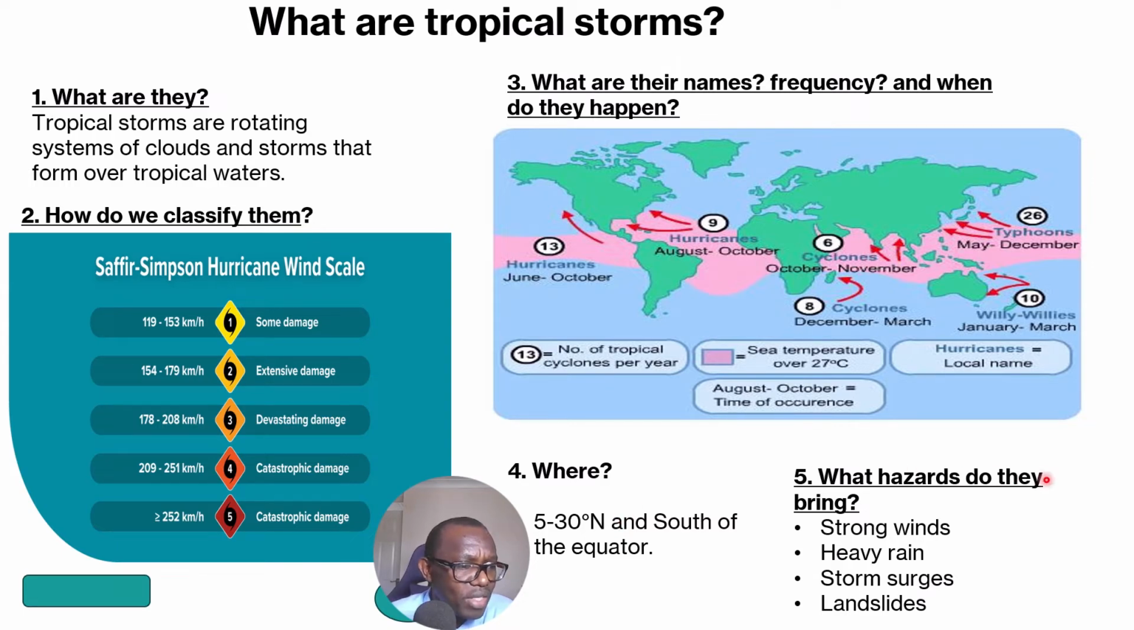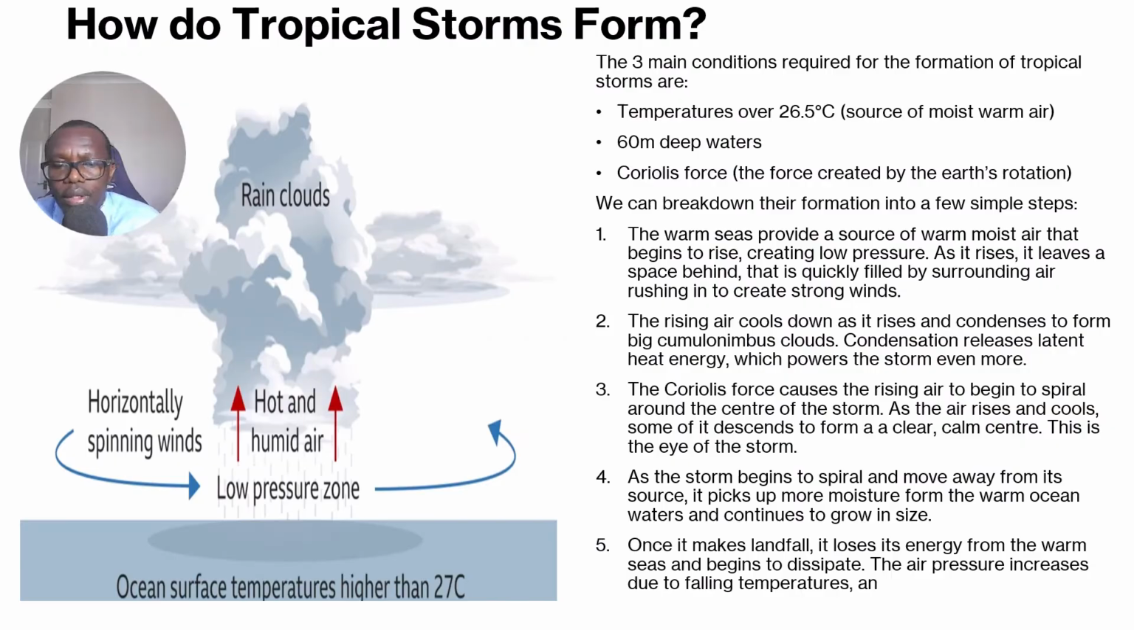So what are some of the hazards they bring? They bring strong winds, heavy rain, storm surges, and they also bring landslides. Okay, so how do tropical storms form? They require, first of all, three main conditions. The temperatures have to be over 26.5 degrees Celsius to provide a source of moist, warm air, and that's why they form around the tropics. Then you also need 60-meter deep waters, and you also need the Coriolis force, which is the force that is created by the Earth's rotation. That is what causes the storm to begin to spiral and to spin and to move as well.